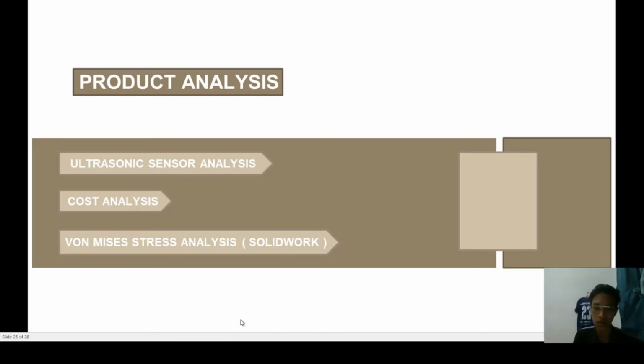Assalamualaikum warahmatullahi wabarakatuh. My name is Muhammad Nazrul Hakimi bin Saha, and today I'm going to present the product analysis of our smart dustbin. Our product analysis consists of three analyses: number one is ultrasonic sensor analysis, number two is cost analysis, and number three is von Mises stress analysis that we simulated in SolidWorks. We go for number one.